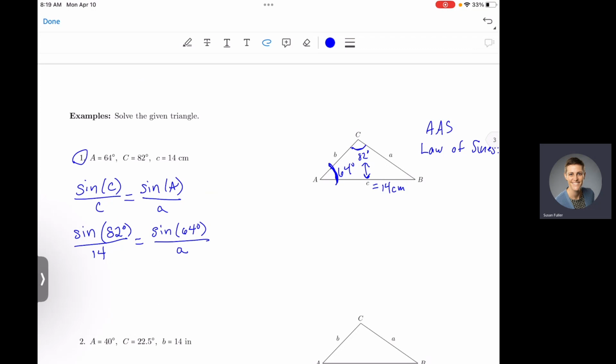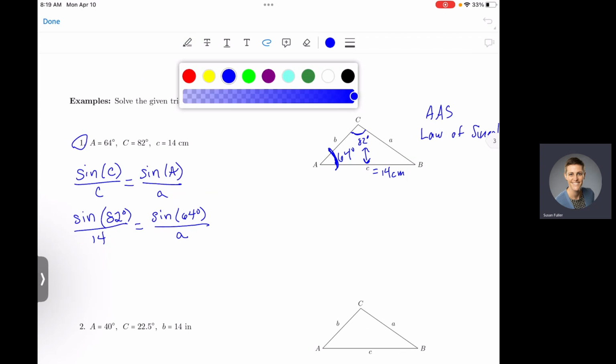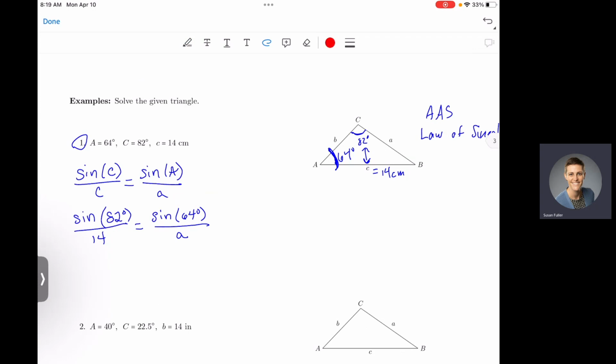So now we have basically all of the information except for side A. We can solve for A. A lot of you were taught to cross multiply here. I don't really like cross multiplication because you then get confused about when you cross multiply and when you multiply across. So instead of cross multiplying, what I like to do is multiply both sides by your least common denominator. If we were going to get a least common denominator here, it would be 14 times A. So I'm going to multiply both sides by that common denominator. And when I do that, I'm going to clear the fractions.